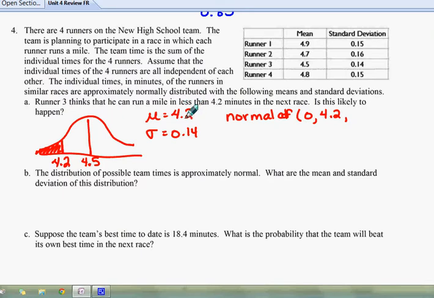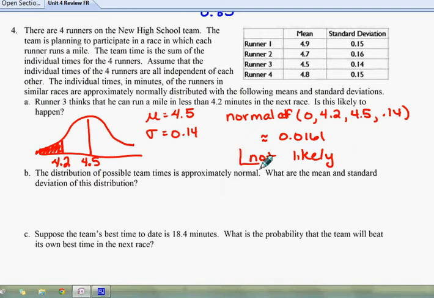I'm sorry, the mean was 4.5. Let me correct that real quick. With a mean of 4.5 and a standard deviation of 0.14, and when you calculate that, you get approximately 0.0161. And it says, is this likely to happen? Well, that's just shy of a 2% chance of it occurring. So I would say that this is probably not likely.